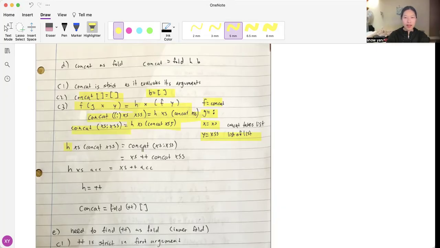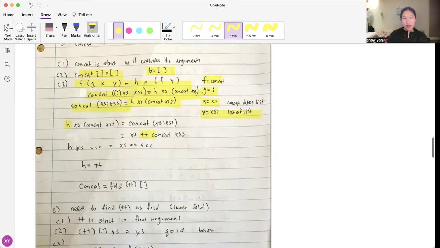And I know that the idea behind the definition of concat is that I have x's, which is my first list, and that I call concat on the remainder of that list, which is the recursive part, and that I would like to add those together. So that's my plus plus together.